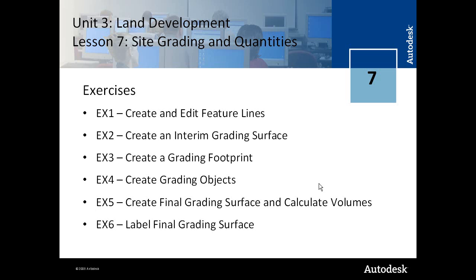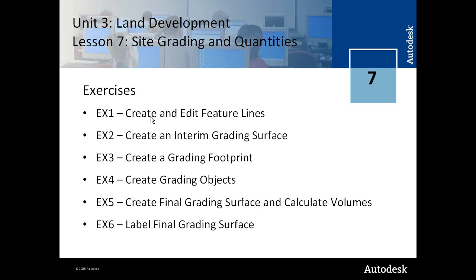In Lesson 7 of Unit 3, you expand on the skills that you learned in Lesson 1, which dealt with basic grading. The exercises here will walk you through the steps required to grade a subdivision using a number of different data types and starting from the actual corridor model.